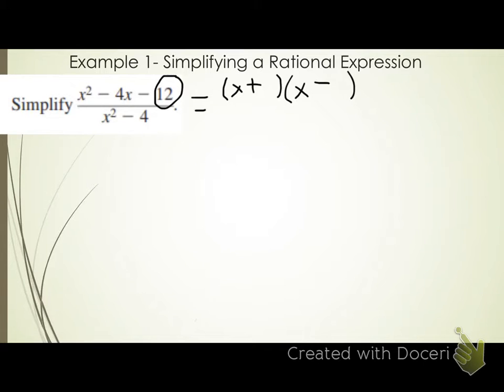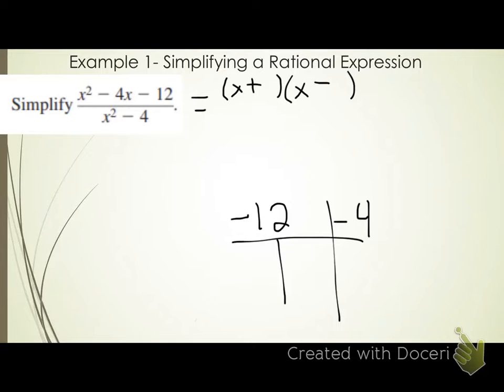So if it's a plus sign in front of my c and a plus sign in front of my b, they're both going to be pluses. If it's a plus sign in front of my c and a minus sign in front of my b, they're both going to be minuses. But anytime it's a minus in front of my c, one's going to be plus and one's going to be minus. So I'm looking for two numbers that multiply to give me negative 12 and add to give me negative 4.